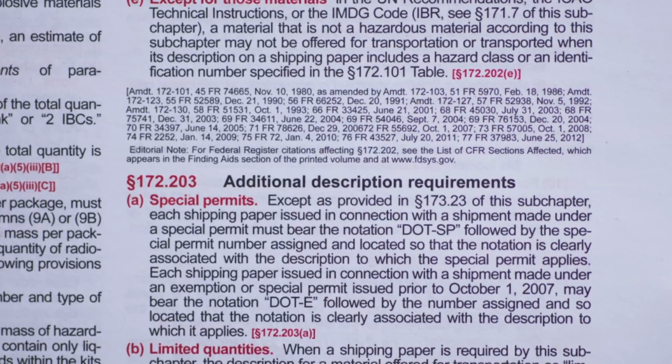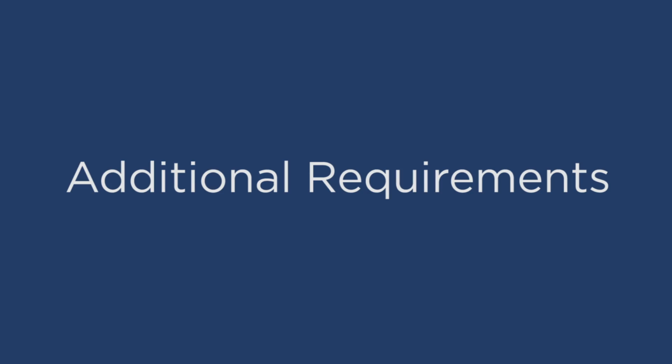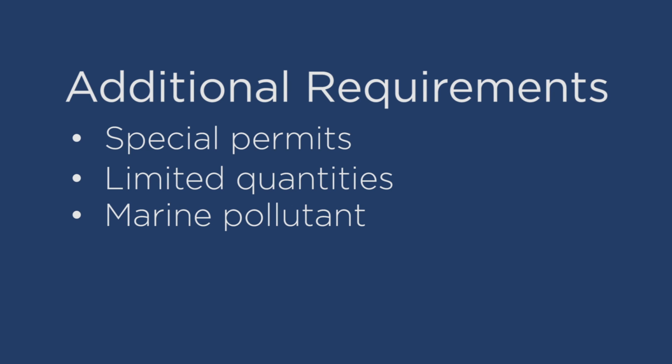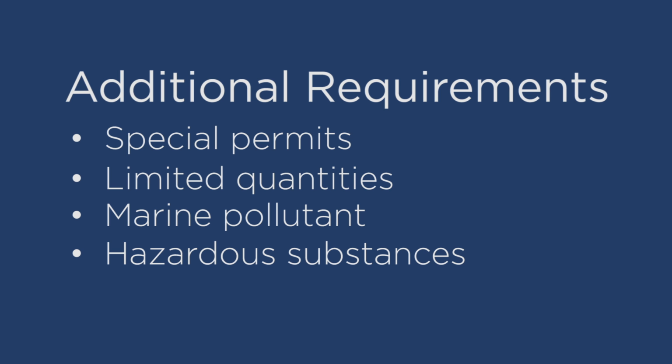Just as we saw with marking, there may be some additional information that needs to be described on the shipping paper to accurately reflect the shipping description. For example, if an offeror is describing a material that's covered by a special permit, the special permit number may need to be entered on the shipping paper. These requirements can be found in 172.203 of the Hazardous Materials Regulations. Section 172.203 spans across approximately 15 paragraphs and outlines additional description requirements. These requirements include special permits, limited quantities, marine pollutants, hazardous substances, so it's important to understand your audience and their shipping needs.